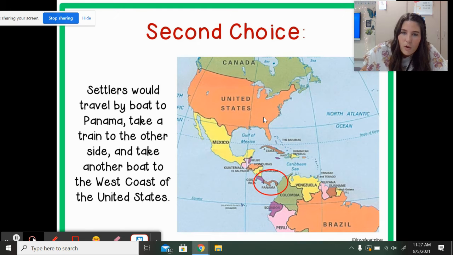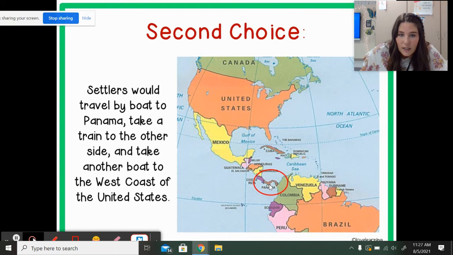Let's say we want to move out west, but we do not want to take a stagecoach over there across the land over all that unmarked territory. We would get on a boat, find our way, and my mouse is us on a boat. We would make our way over here to Panama, all through this water here. We would get off the boat. We would get onto the land of Panama.